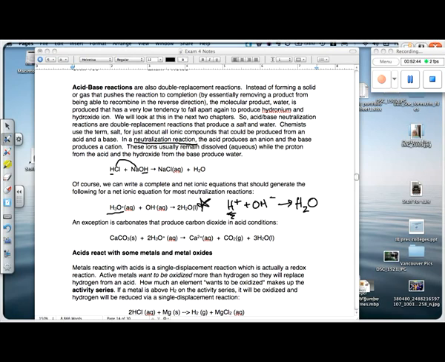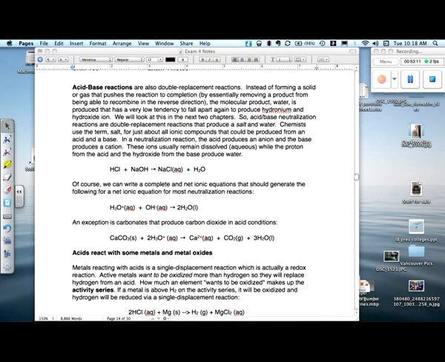We've already talked about when an H+ combines with carbonate and you produce as a product on the other side H2CO3, that falls apart to carbon dioxide and water. So that's an exception to acid-base net ionic equations. This is the most common right here. But if you've got a carbonate involved, you're going to get the carbon dioxide and water.